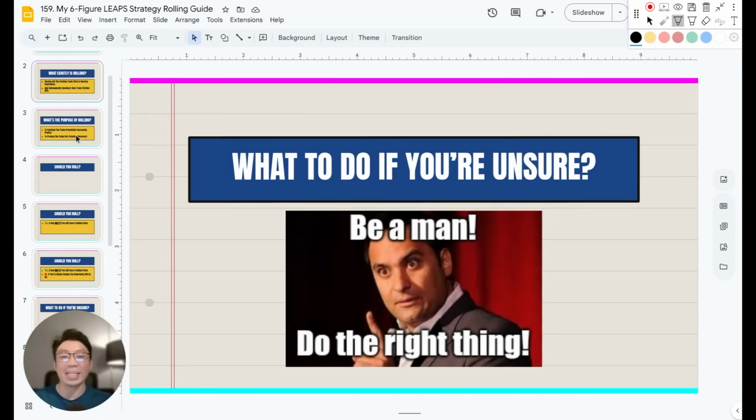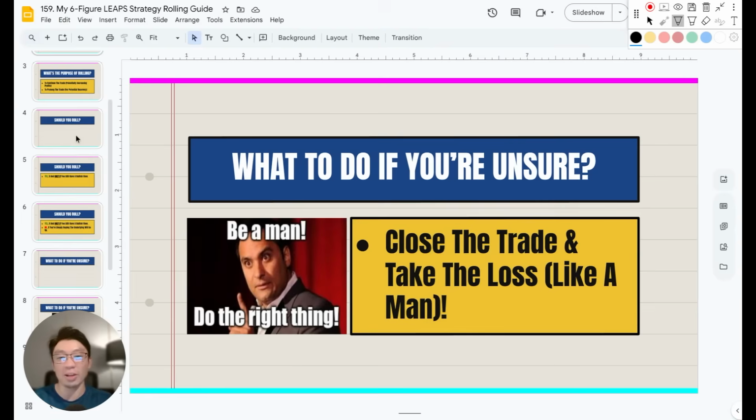So what exactly is doing the right thing in this context? Well, doing the right thing over here simply just means to close the trade and take the loss like a man or a woman, right? Of course, if you're a woman doing the trade. So if you're unsure if the market is going to go up or the stock underlying is going to go up, and the only purpose that you are planning to roll is because you do not actually want to take the loss, but you actually are, because when you're closing the trade and opening a new one, you actually have to close out for a loss first before opening a new trade.